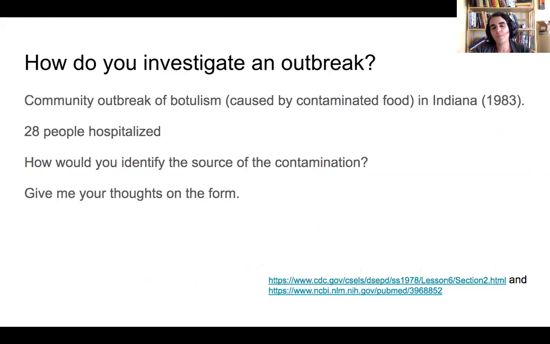It was a community outbreak of botulism, which is caused by contaminated food, in Indiana. This was in 1983. So 28 people were hospitalized due to botulism. That is definitely an outbreak that is much larger in a short period of time than the number of cases of botulism that you would expect. So that's what you know. You have these 28 hospitalized people. What would you do to try to identify the source of the contamination? Give me your thoughts on the form.